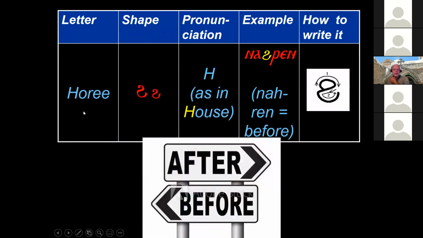The next letter is called Hori. It looks like a backwards S, like if you write an S, but you write it backwards. Remember the Eta in Coptic, which was the H, is like a long E. So Hori is the H sound, like in house. Like this example here, we have Nahrin, which means before. Okay, so this is Hori.